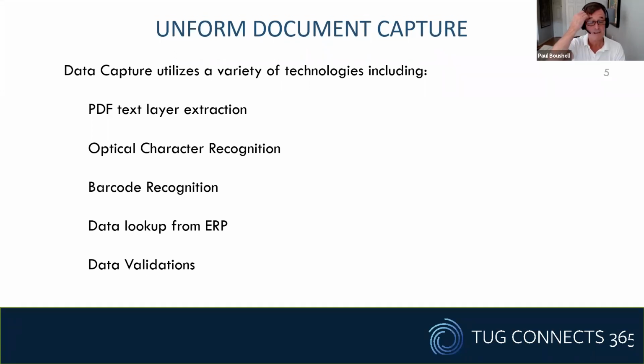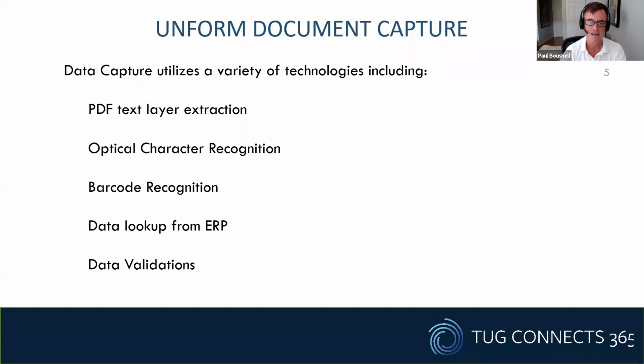If it is in fact an image, then we do have optical character recognition included, so it'll run the OCR against it to grab the information. We can also read barcodes and recognize what's in that barcode. We can also look up data in the ERP. So if there's data that is required for a transaction that may not necessarily be on a document, we can go pull it from the ERP and get it included in that transaction data.